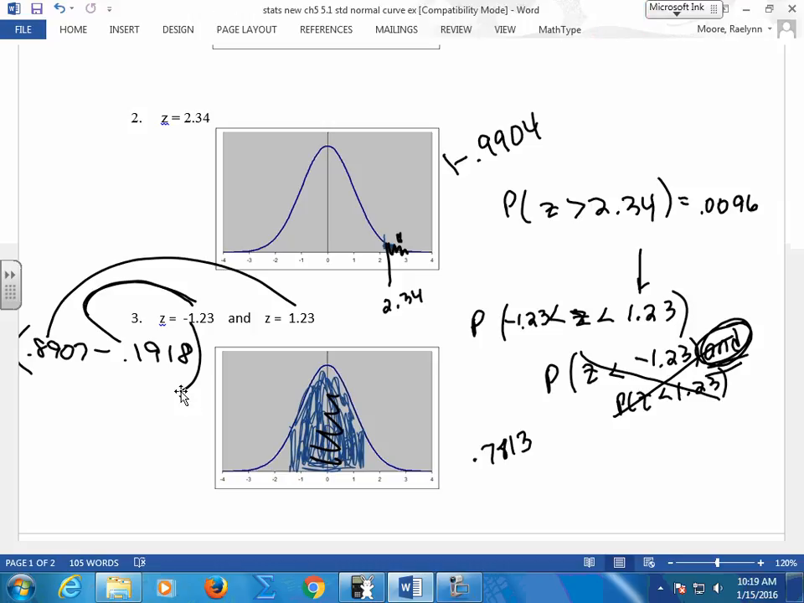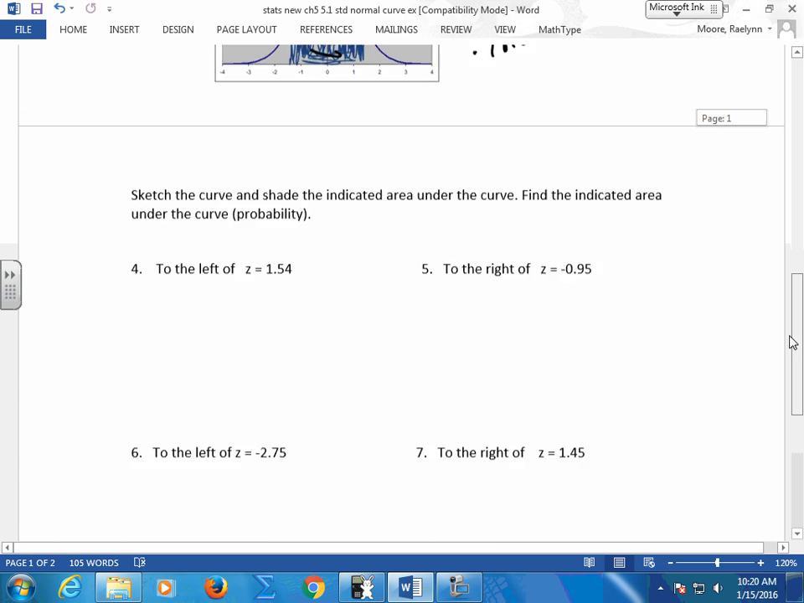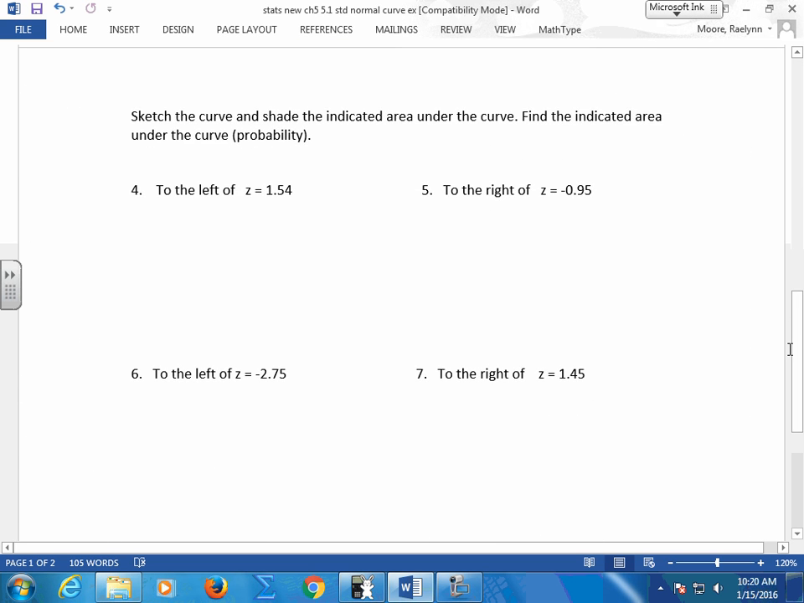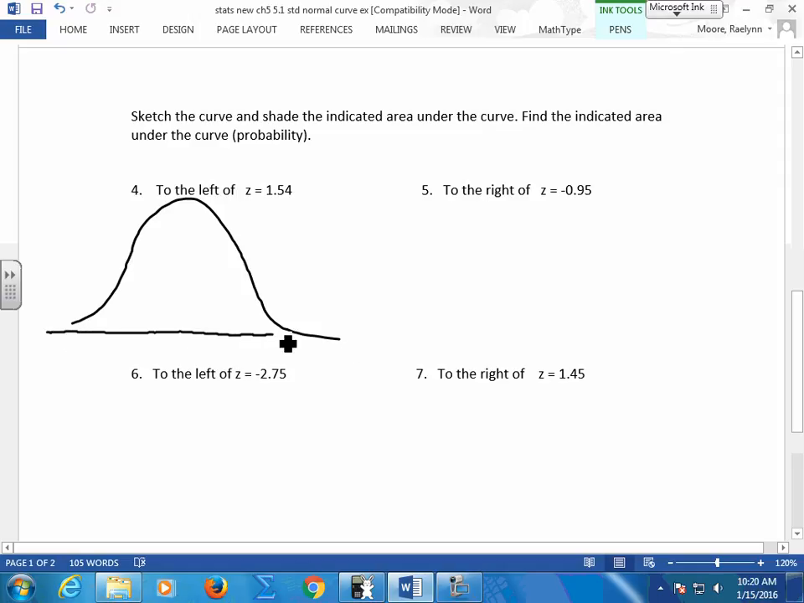Any questions on this part? You good? All right. So, would anybody like to come up and do number 4? Give me a sketch. Find your probability. Your sketches are just rough sketches, just so that I can see where to find the 1.54, where your shading goes. That also tells you, should my answer be less than 50%? Should it be more than 50%? When it's to the right, it's a good hint, because if we're looking for a little small area and we looked up this big, huge number, we know we have to subtract it from 1.